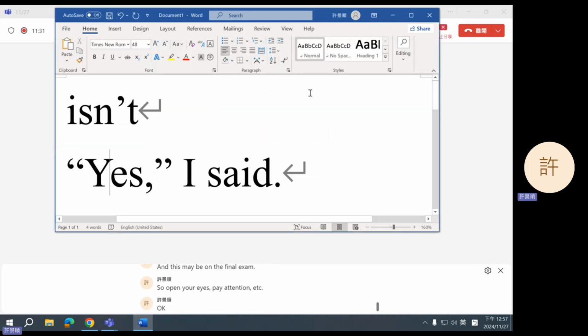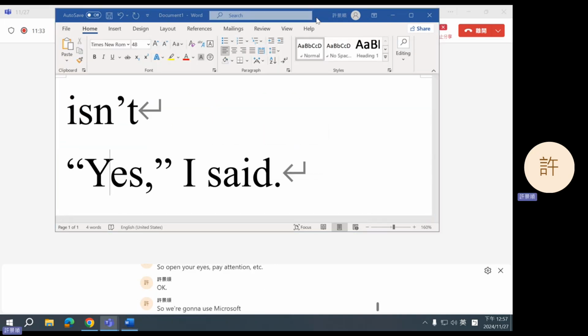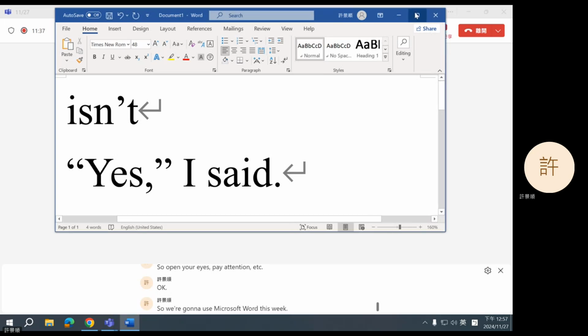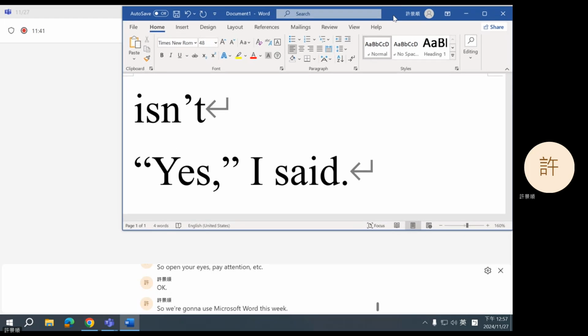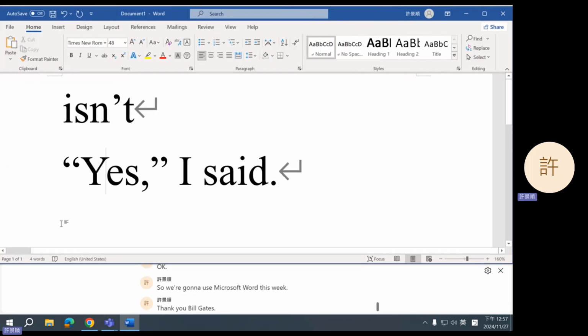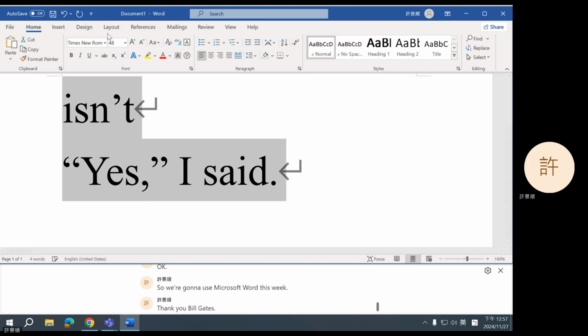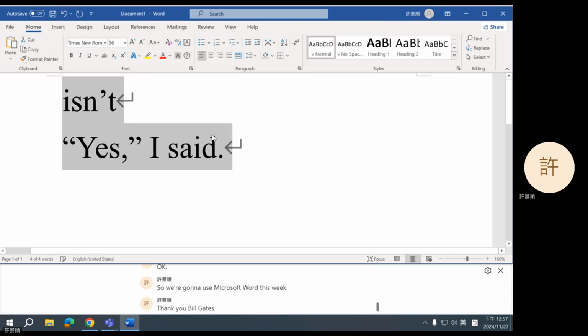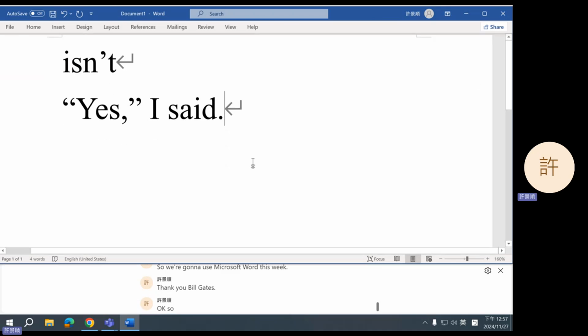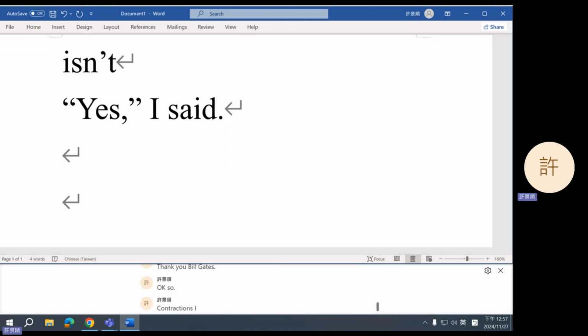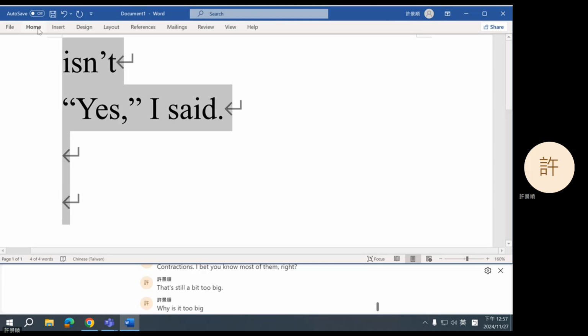Okay, so we're going to use Microsoft Word this week. Thank you, Bill Gates. Okay, so contractions, I bet you know most of them, right? That's still a bit too big. Why is it too big?